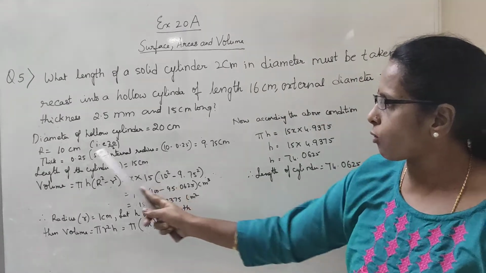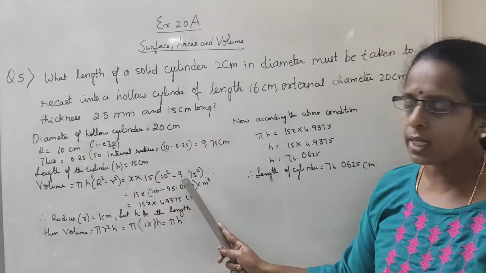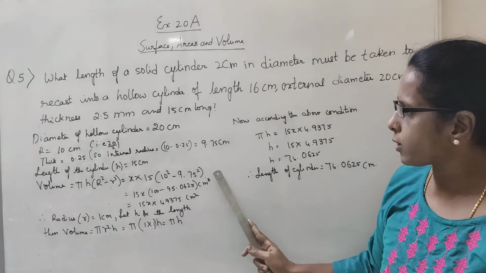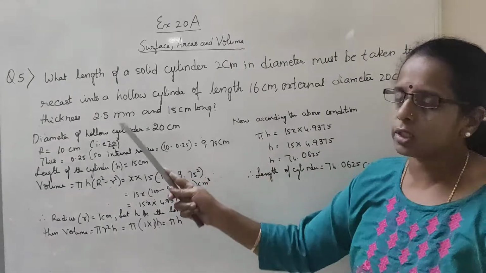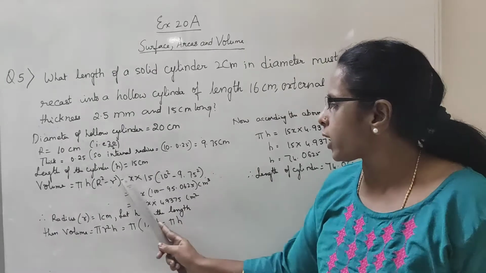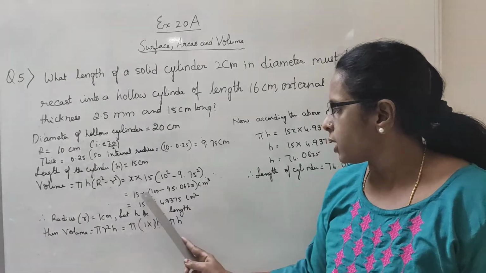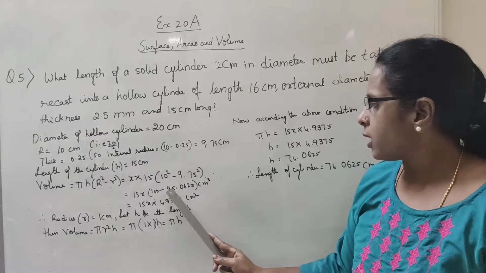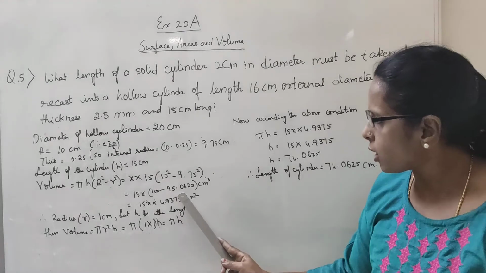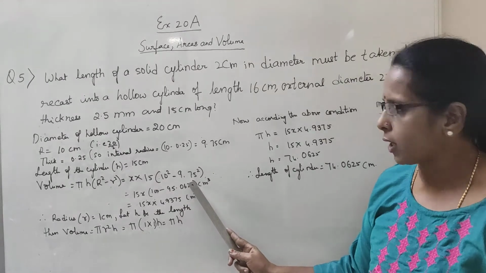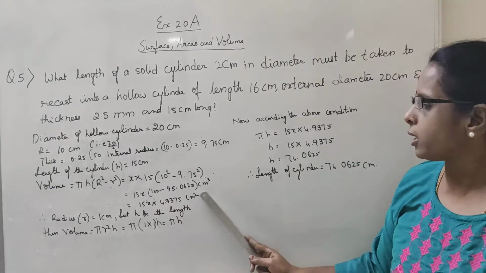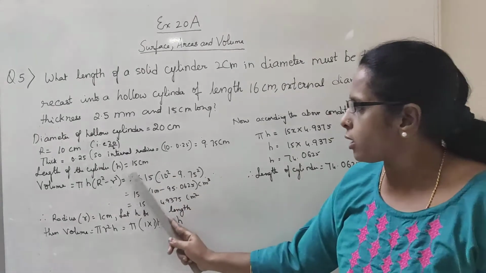10 square is how much? We have the radii here as 10 square minus 9.75 square. How did we get 9.75? When we subtract the thickness from the radius, that gives us 9.75, and its square is needed. So 15 into 22 by 7 gives us 15 times 22 by 7 into 100 minus 95.0625. How did we get this? By squaring 9.75, we get 95.0625 centimeter cube. Have you understood this part?